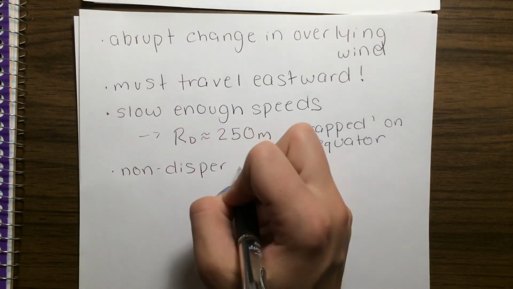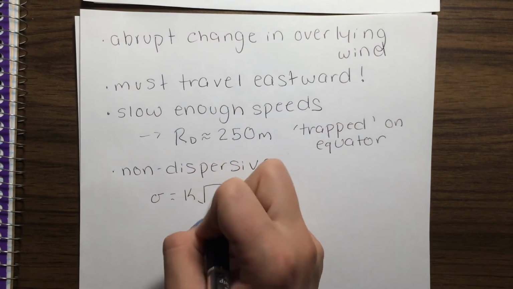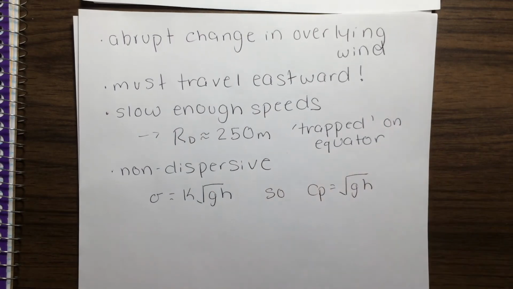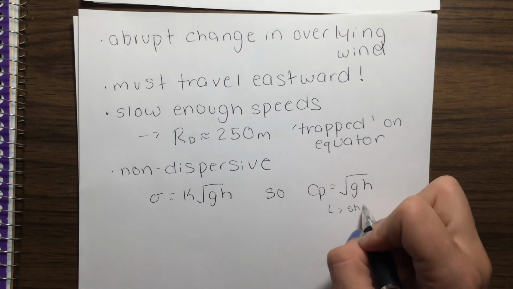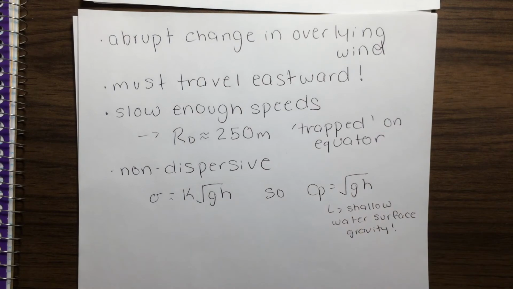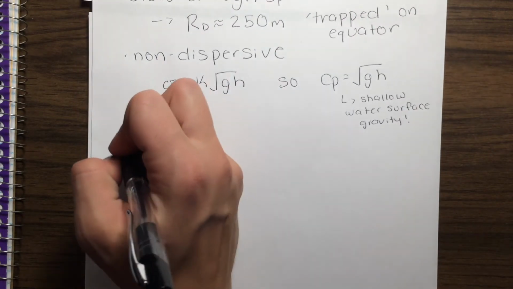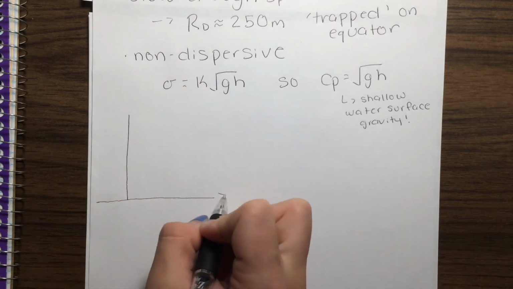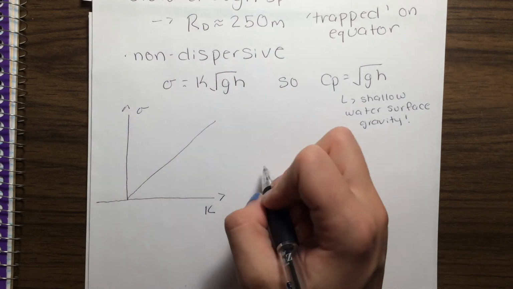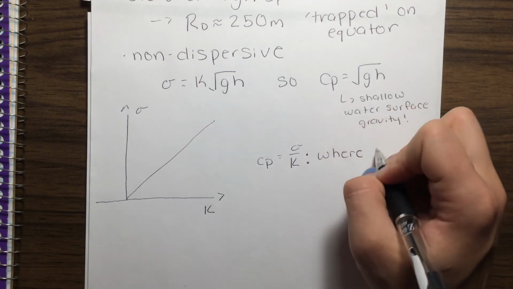And finally, we'll take a look at the dispersion relationship for Kelvin waves. Kelvin waves are non-dispersive and have a frequency of k square root gh, which gives us a phase speed of square root gh, which we note is the same as shallow water surface gravity waves. We can plot this in our dispersion diagram, and we note a linear relationship between wave number and frequency, again, like surface gravity waves.